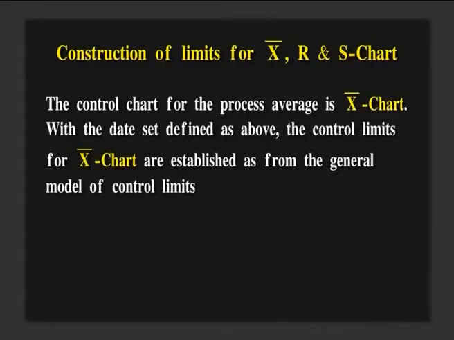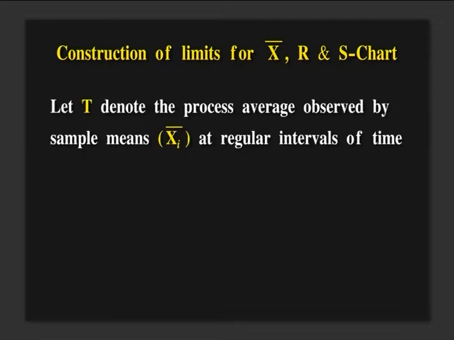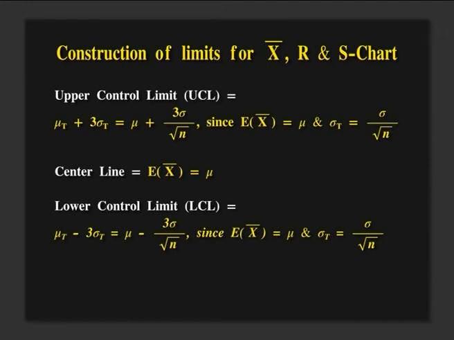Construction of limits for x bar, R and S chart. The control chart for the process average is x bar chart. With the data set defined as above, the control limits for x bar chart are established from the general model of control limits. Let T denote the process average observed by sample means denoted as xi bar at regular intervals of time. Then the upper control limit is given by mu T plus 3 sigma T, that can be written as mu plus 3 sigma by root n, since expected value of x bar is equal to mu and standard deviation of x bar is equal to sigma by root n.